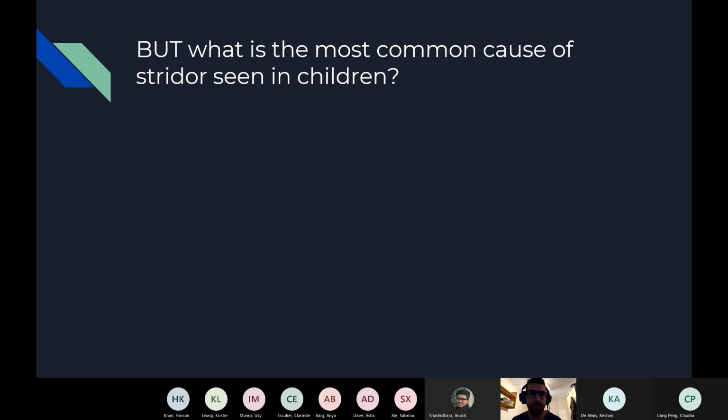Cool. But what is the most common cause of stridor seen in children? Bonus mark for anyone who knows this. I didn't personally. Foreign body? Not quite, it's definitely up there. The flu? Not quite yet.